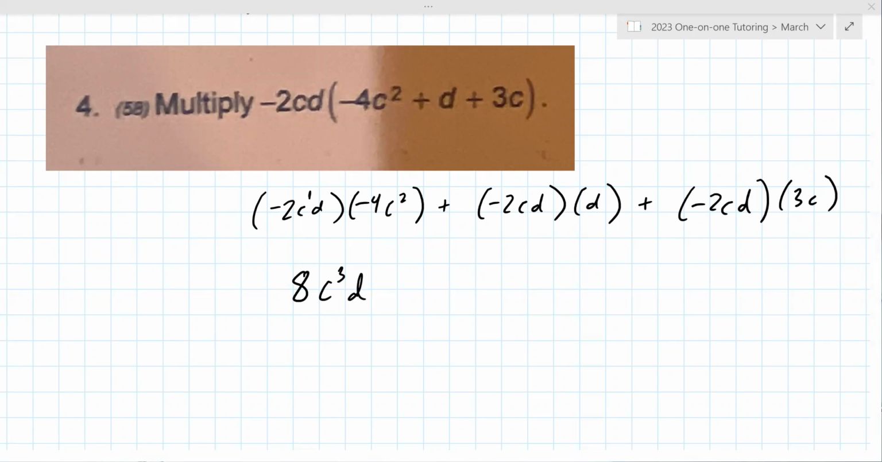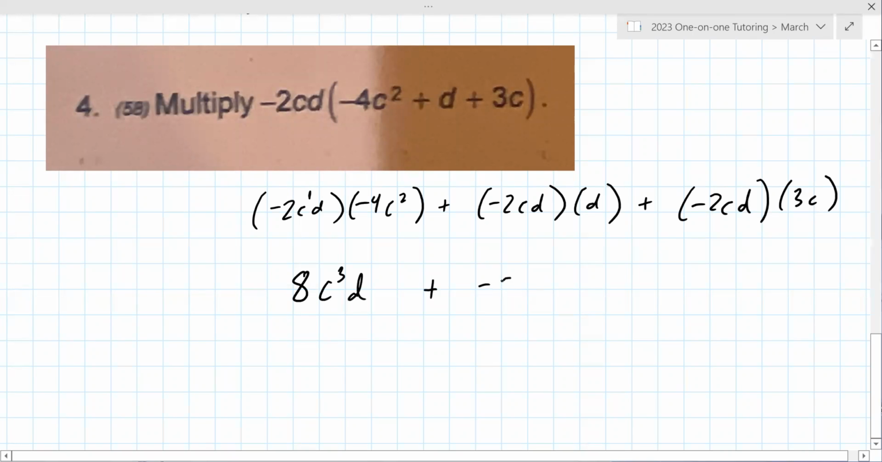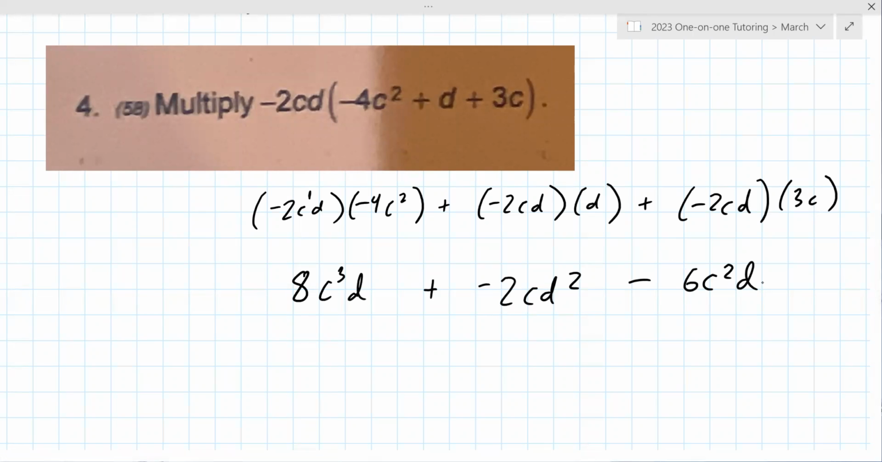So 8c cubed d plus -2cd squared. Good. And -6c squared d. Yes. Great. Number 5.